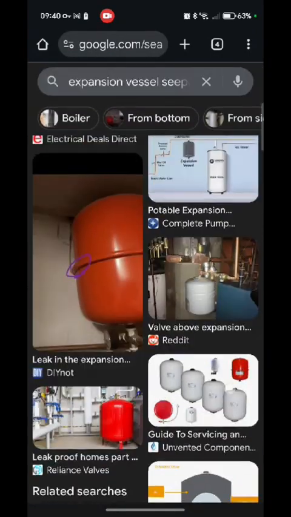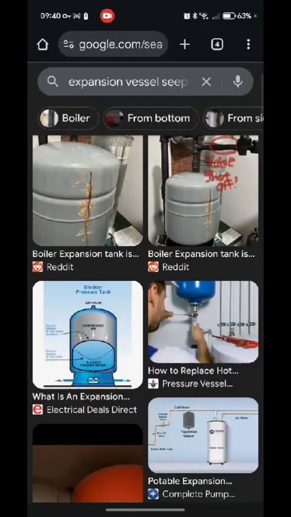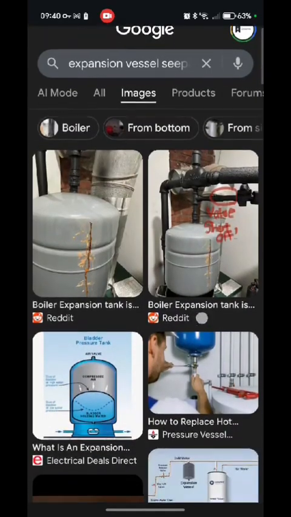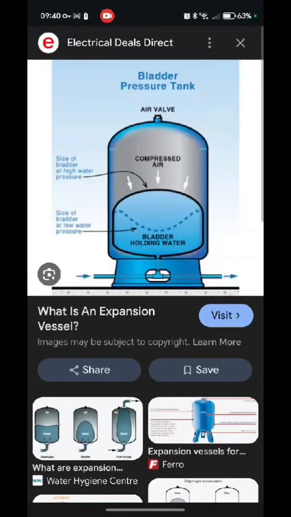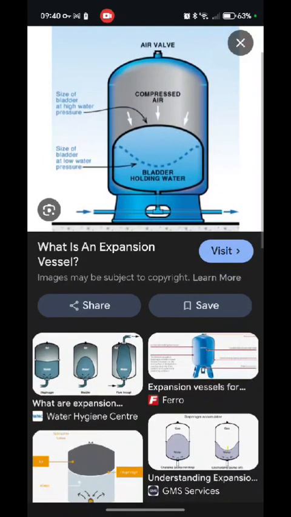So if we go here, we will see that there are many different designs. The key one a lot of guys will come across is an accumulator, which is basically just a really big expansion vessel. The bladder actually holds the water in this case. It doesn't hold air. And then the actual valve itself is pushed down, like a normal Schrader valve. I'll get a picture of that in a second. So you see here, the air is separate from the bladder. In this particular design, the bladder holds water.